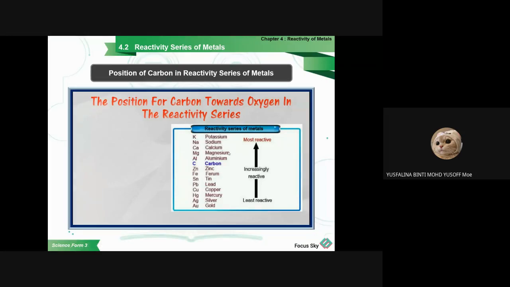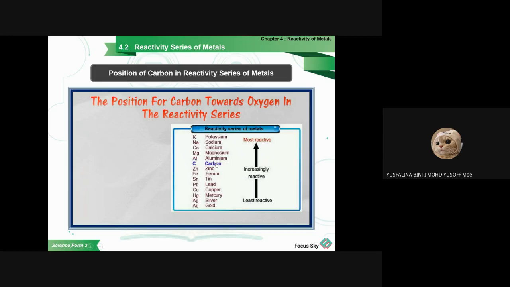You can see this one, right? So just now we can conclude. When you react the zinc oxide with the carbon, there's still a reaction. So zinc oxide plus carbon produces zinc plus carbon dioxide. It means there is a reaction, so the position of carbon is higher than zinc because it can react with the zinc.